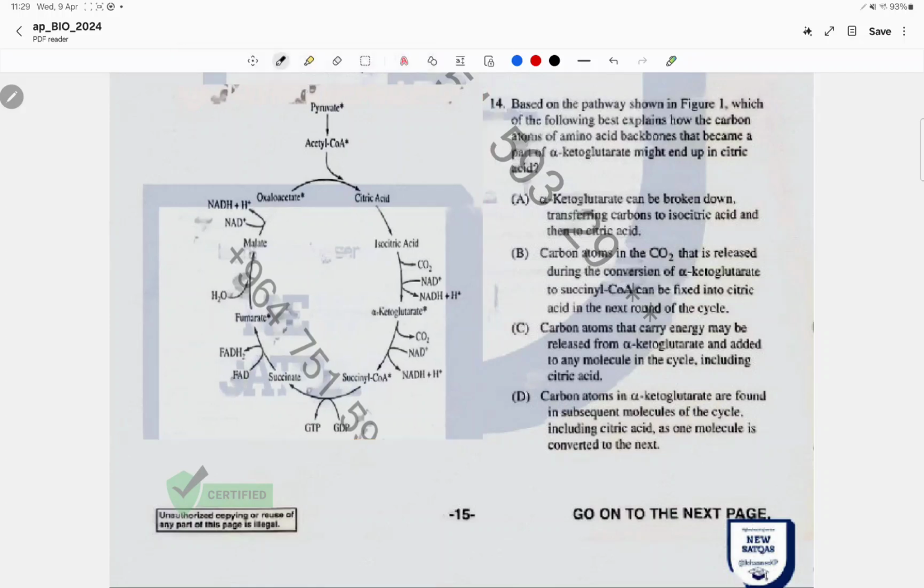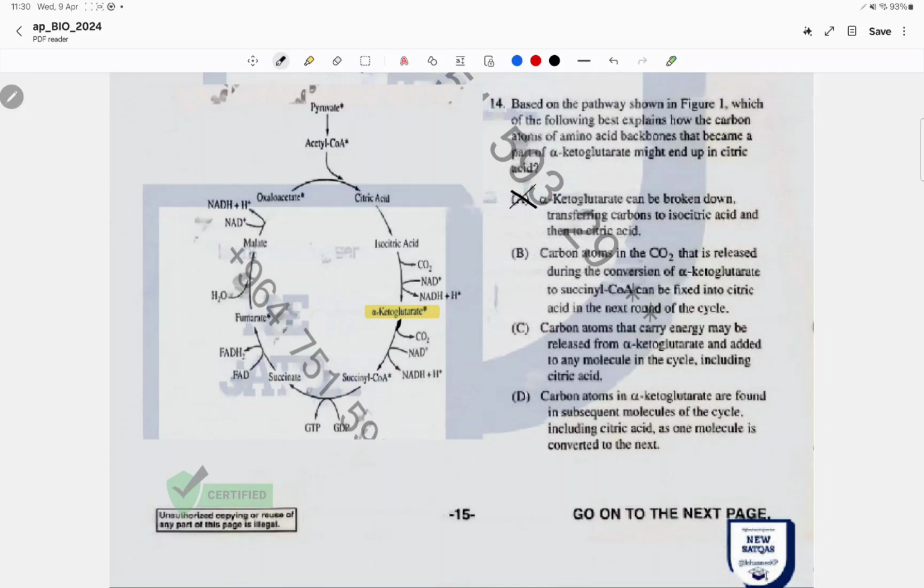It says alpha-ketoglutarate can be broken down, transferring carbon to isocitric acid and then to citric acid. But alpha-ketoglutarate is here. Isocitric acid and citric acid are behind it. So it's not going to go backward. It will just keep going forward. So it's not true.